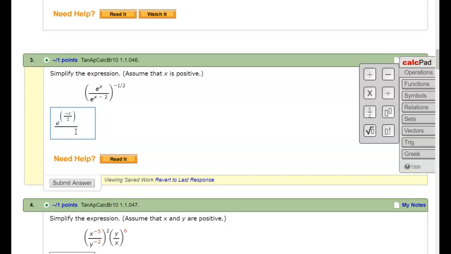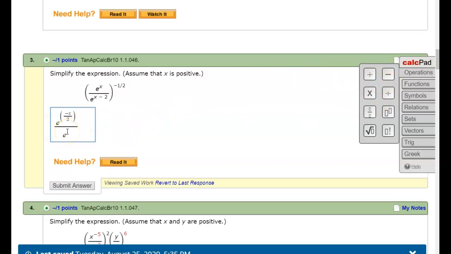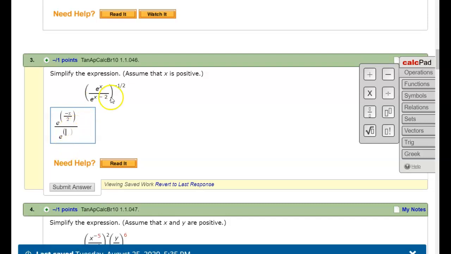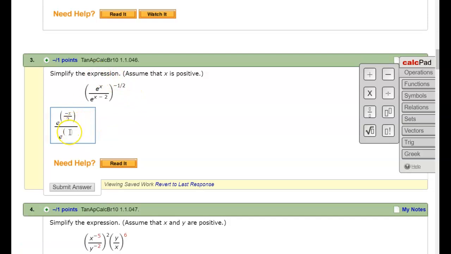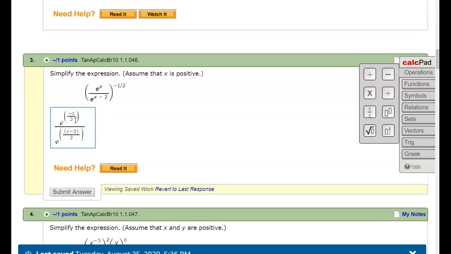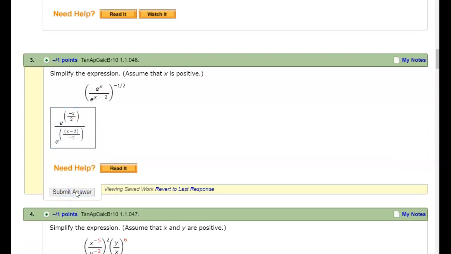And then this will also be e to the, and this needs to have parentheses, so let me put some parentheses in here, and I want to put x minus 2 times negative 1/2. Let me see if I can get away with this, because it says simplify. It may let me get away with x minus 2 and then divide this by 2. And I might even put a negative 2 here. I'll submit the answer and see if that works.